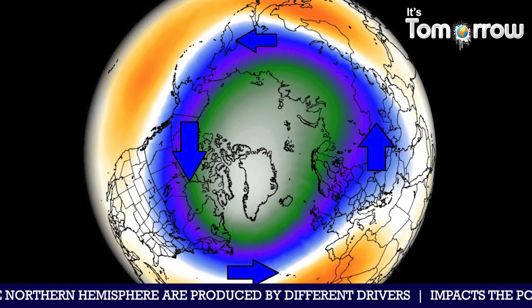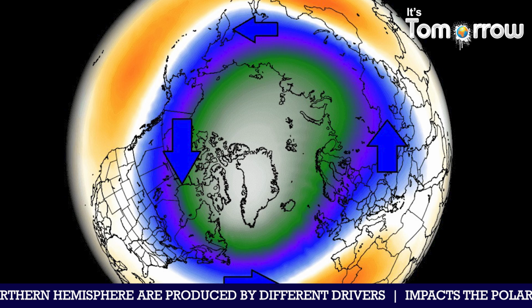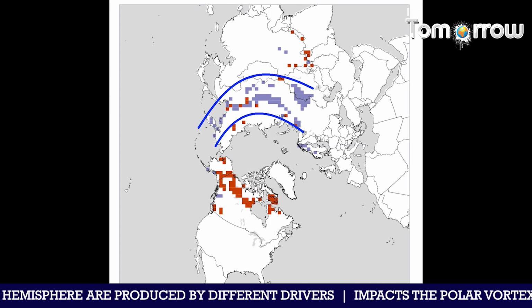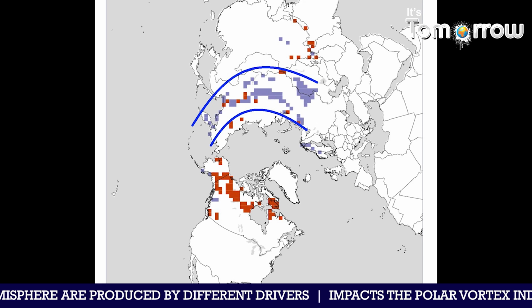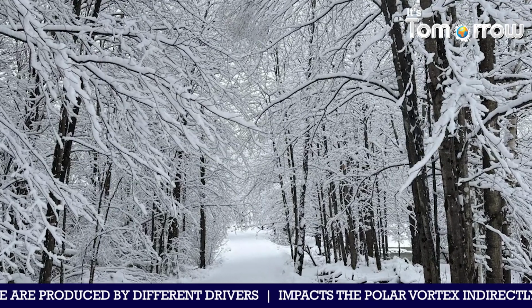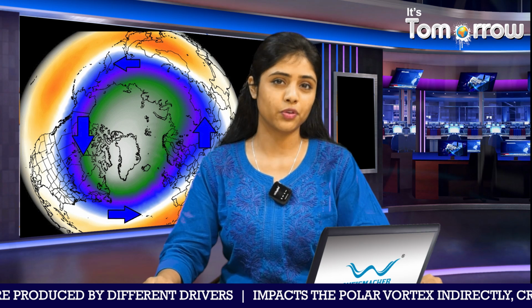I am Dipasha Sharma. The polar vortex is unexpectedly affected by October snow extent, with a large snow advance now being forecast. Winter weather patterns over the Northern Hemisphere are produced by different drivers. New data and studies show a very important role of a larger October snow cover across the Northern Hemisphere. It impacts the polar vortex indirectly, creating a long-term effect on winter weather in the United States, Canada and Europe.